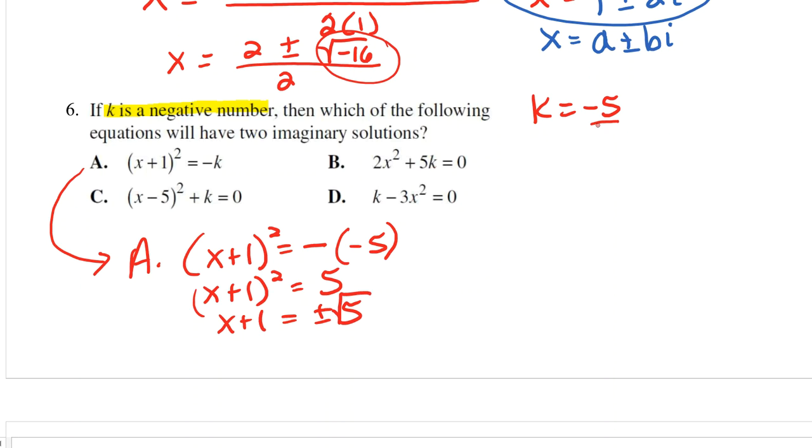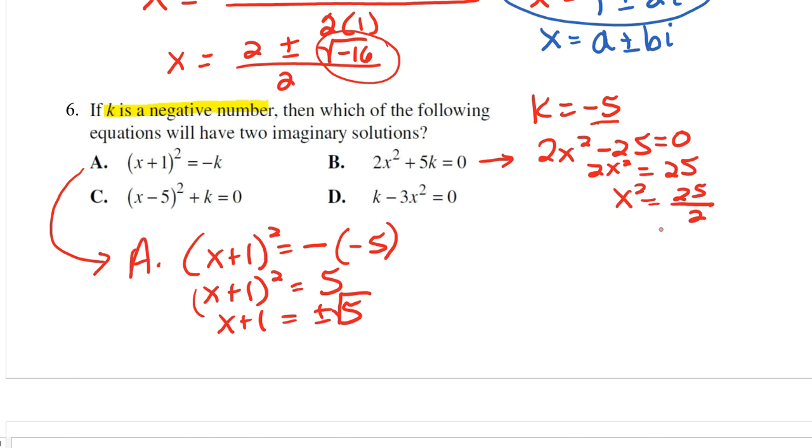If K is a negative number, and my example was -5, what would B look like? It would look like 2x squared minus 25 equals 0. And when we move the 25 to the other side, it would be positive. So again, when we take the square roots here in a minute, we would be taking the square roots of positives. So there would not be an I in this term either.